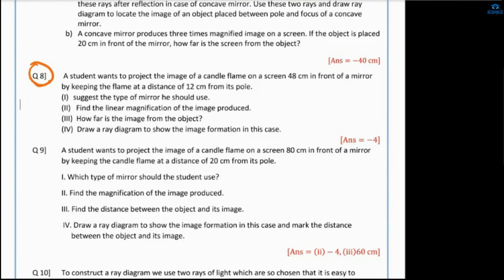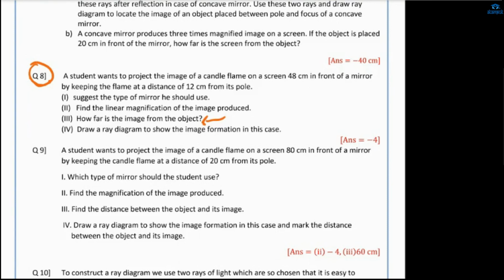Are you able to do it, Safia? Yes, ma'am. I got the focal length as minus 9.6 centimeter and the magnification as minus 4. And the mirror will be a concave mirror. Yes, a concave mirror. And how far is the image from the object? It's 36 centimeter.